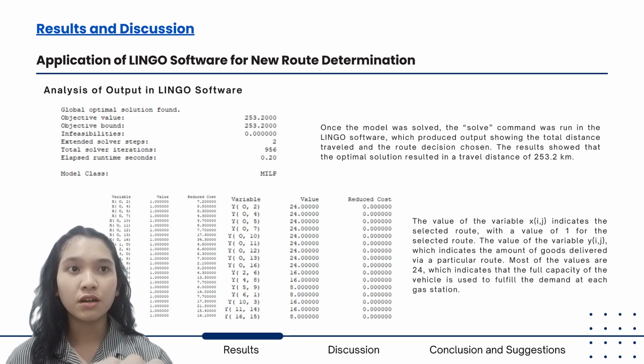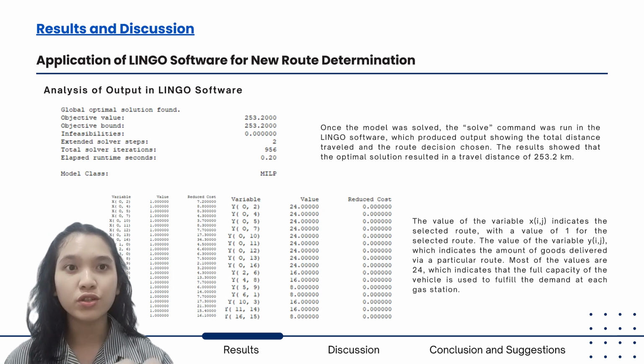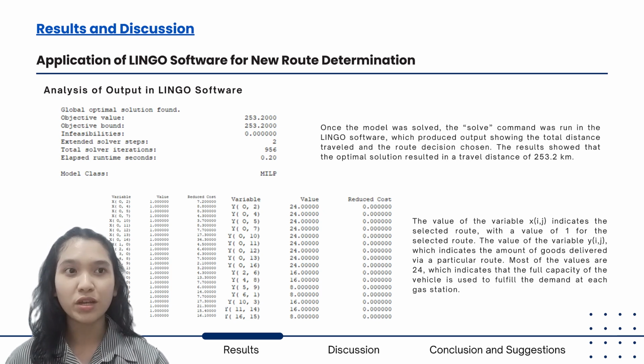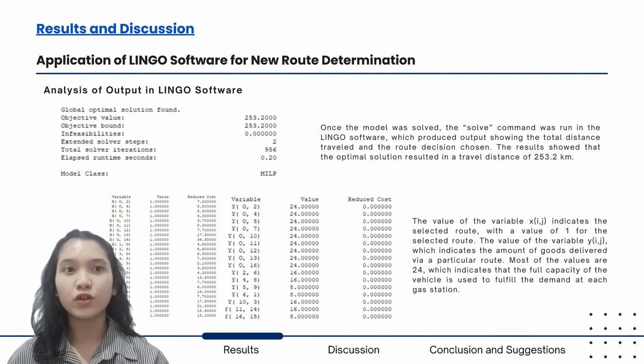In the figure, one can see the value of the variable x_ij, indicating the route choice. A value of 1 means that the route is chosen, while 0 means that it is not. For example, x02 is 1, which means that the route from the depot node 0 to gas station node 2 is selected. In the figure, the value of the variable y_ij indicates the number of goods carried via that route. Most of the values are 24, which means the full capacity of the vehicle is used for those routes.